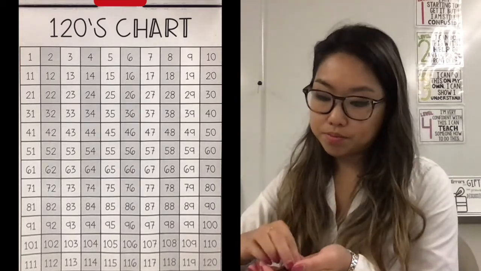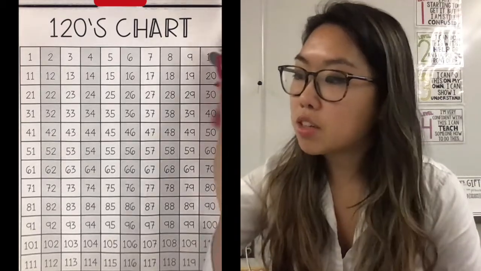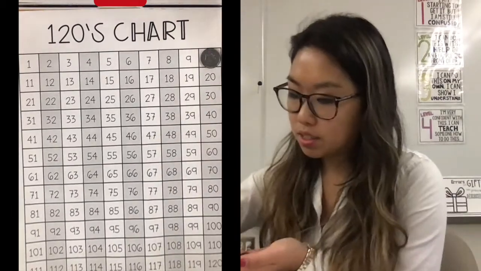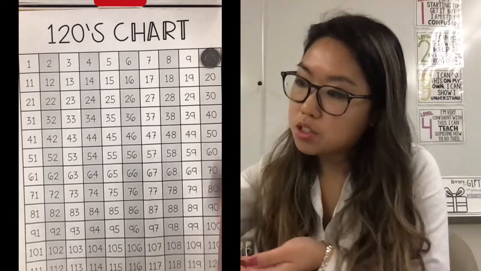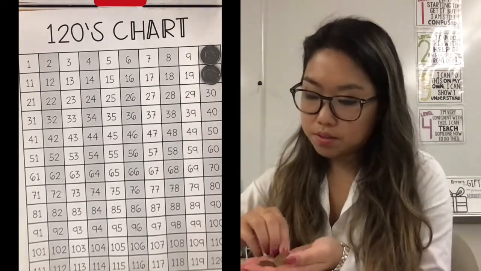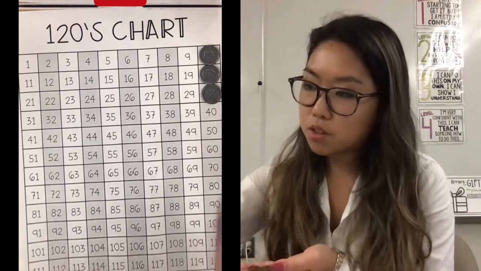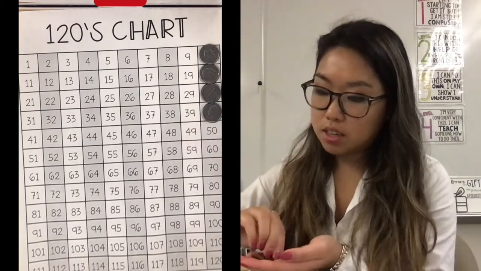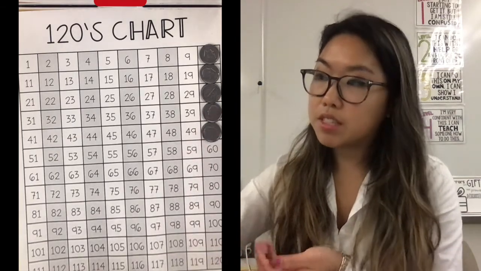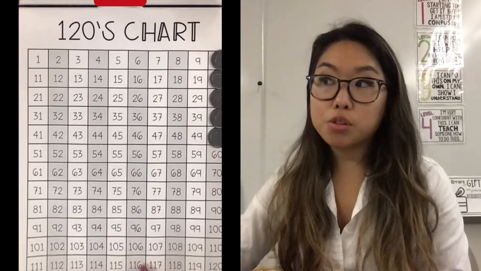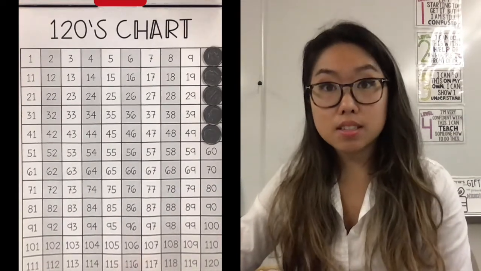as well. So I have my dime. I know 1 dime is worth 10 cents. 2 dimes is 20 cents. 3 dimes is 30 cents. 4 dimes is 40 cents. And 5 dimes is 50 cents. And I know that's true because a dime is worth 10 cents.